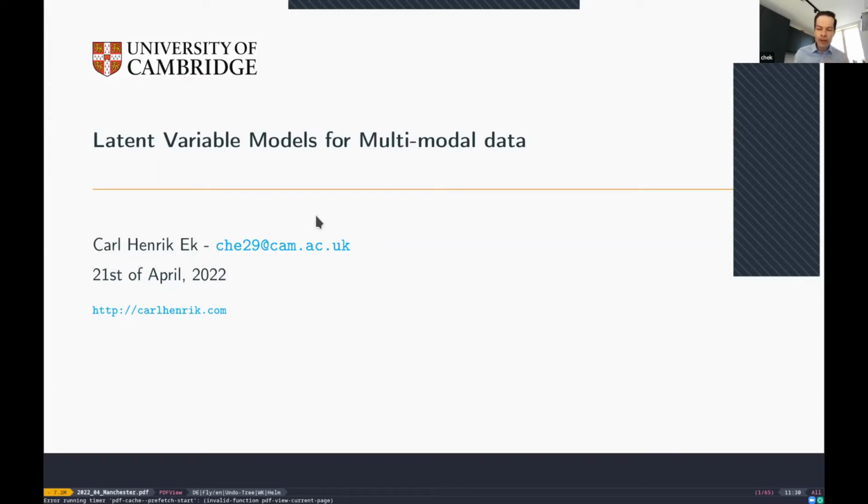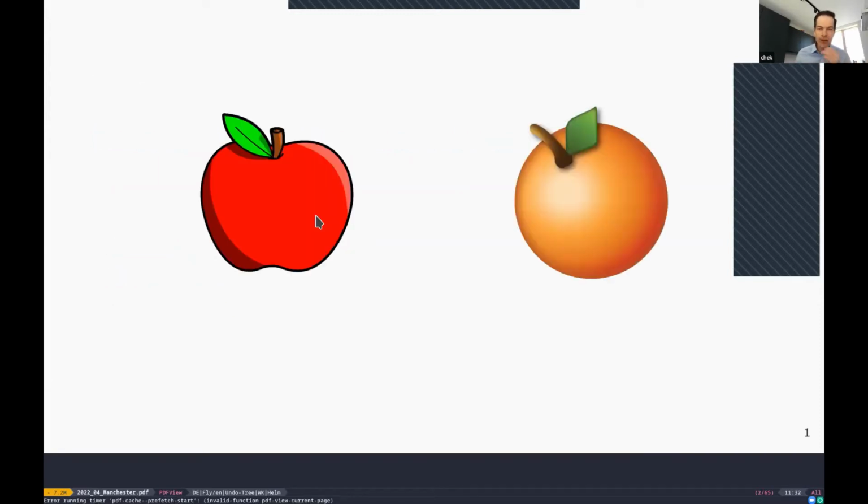So what are we going to talk about today? Well, basically, we're going to talk about apples and oranges. The way I think about multimodal data is that we have some form of measurements of the world, but we got them of different types. And we have some form of underlying phenomena which we're interested in thinking about.